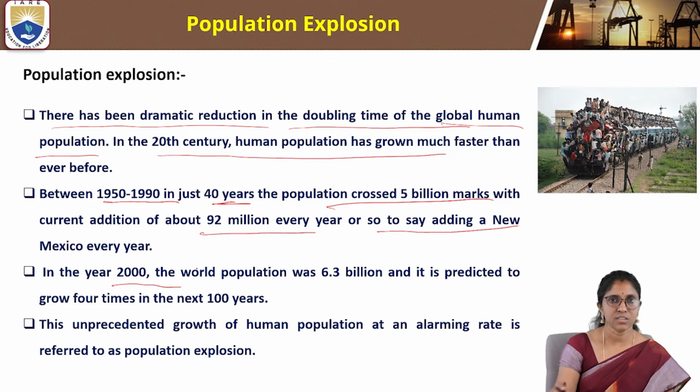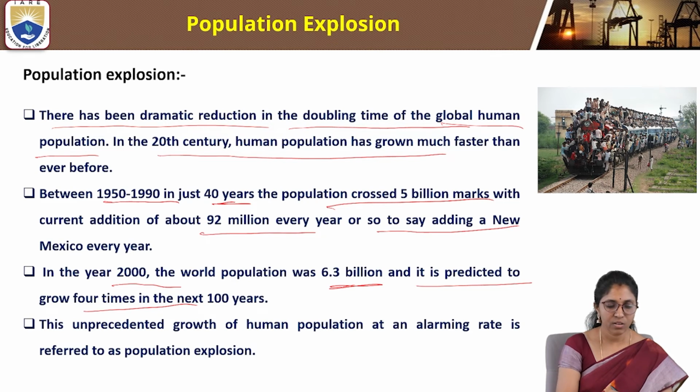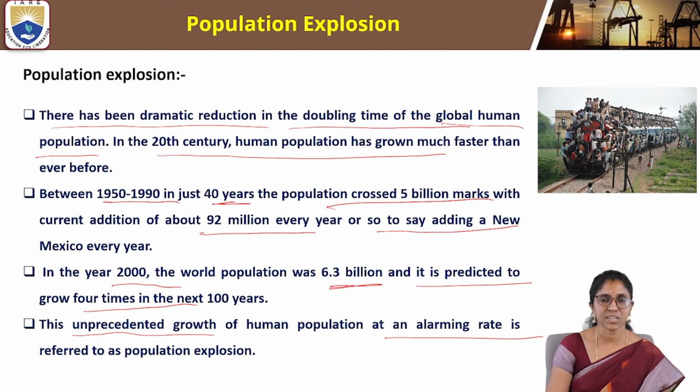In the year 2000, the world population was 6.3 billion, and it is predicted to grow 4 times in the next 100 years. This unprecedented growth of human population at an alarming rate is referred to as a population explosion. So rapid growth of human population is called population explosion.